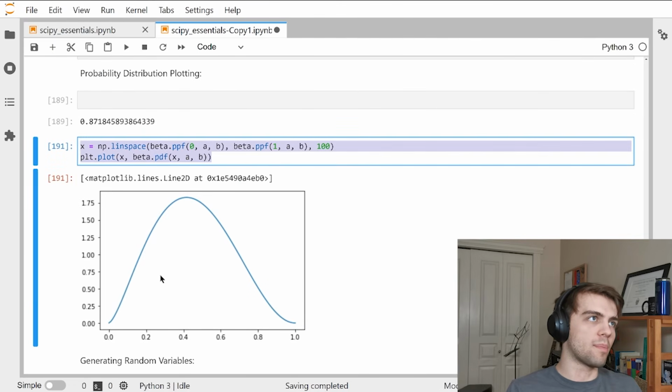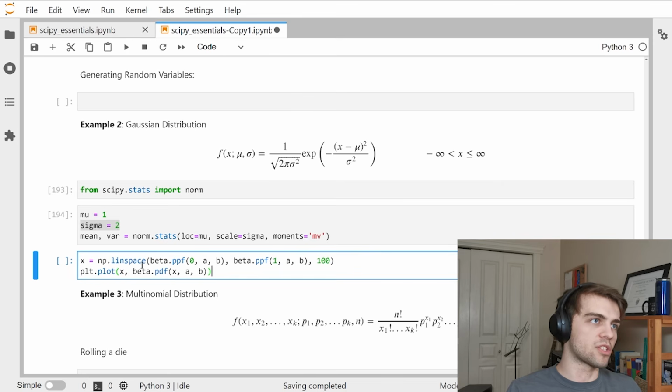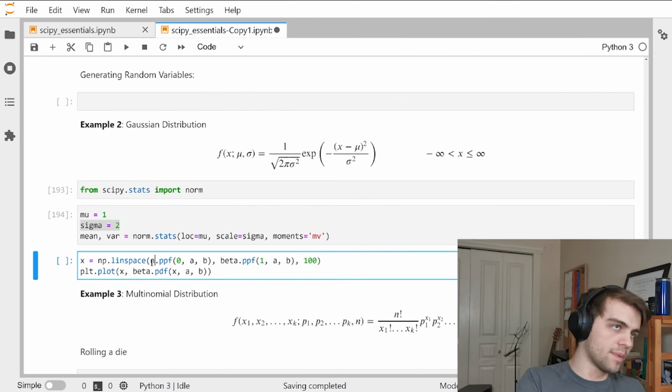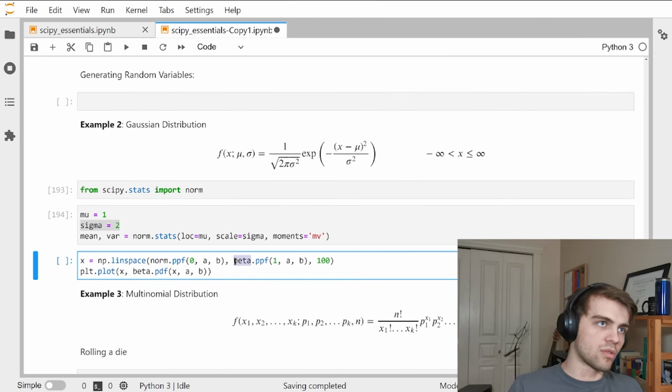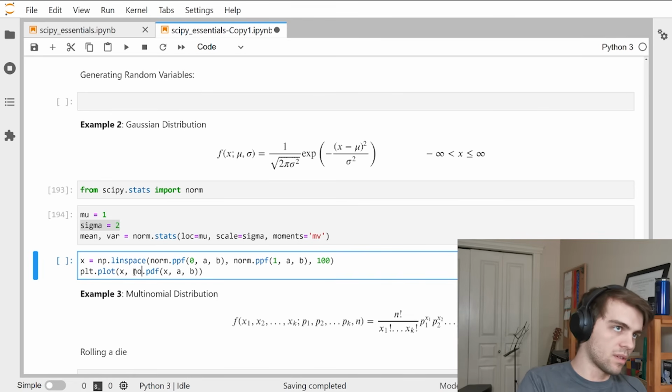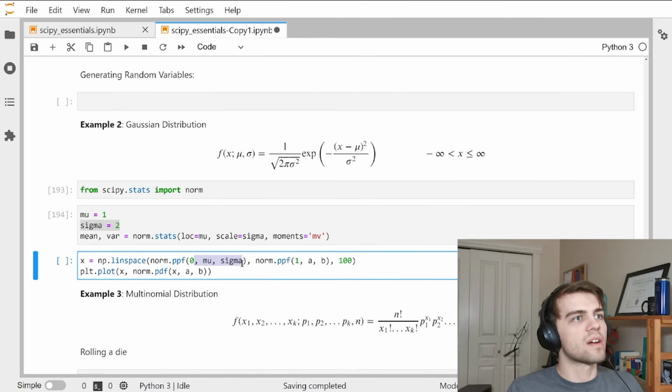So I just basically copy this and make sure everything is adjusted. So beta goes to norm. Beta goes to norm here. Beta goes to norm. And I replace a and b with mu and sigma. And this just is how I replace all 3 of them.